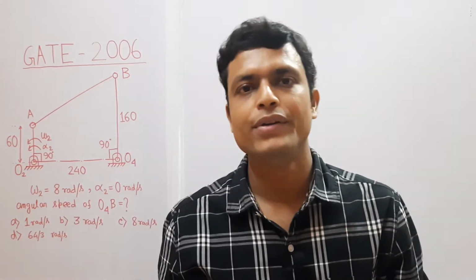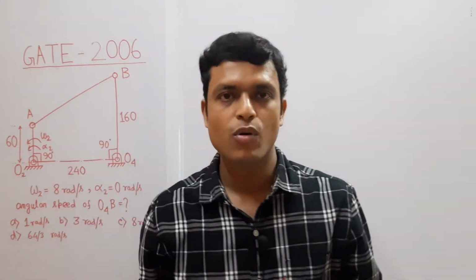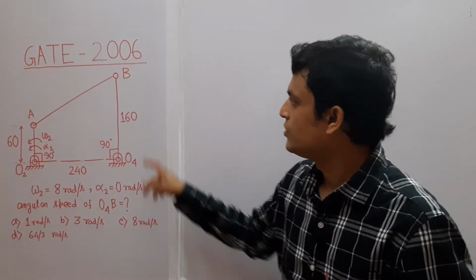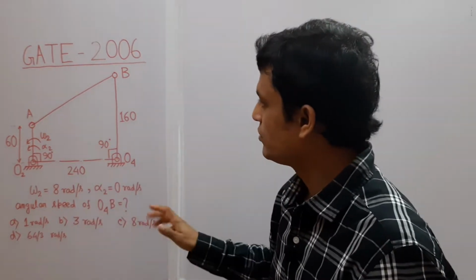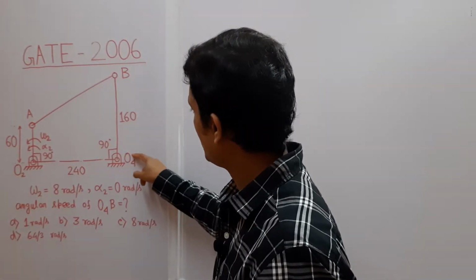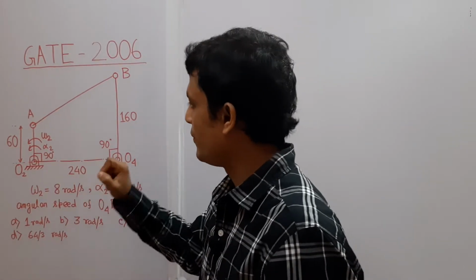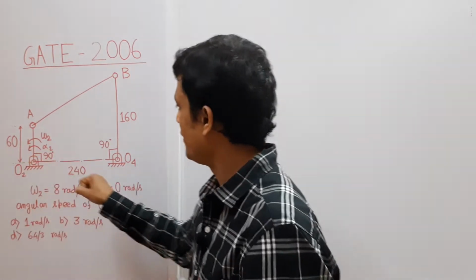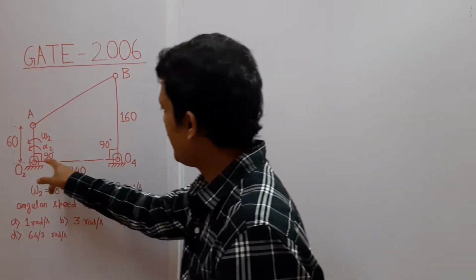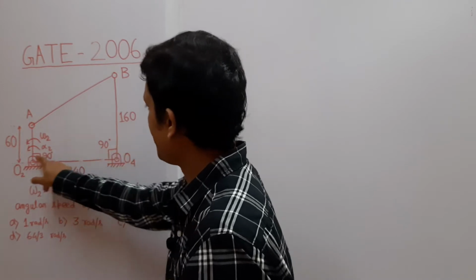In this lecture, we are going to solve a GATE problem on velocity analysis, and this problem is regarding a 4-bar mechanism. This is from GATE 2006. For this 4-bar mechanism, O2A is the crank, AB is the connecting rod and O4B is the follower. The fixed link O2O4 is 240 mm, O2A is 60 mm and O4B is 160 mm. Both the angle between crank and fixed link and follower and fixed link are 90 degrees.